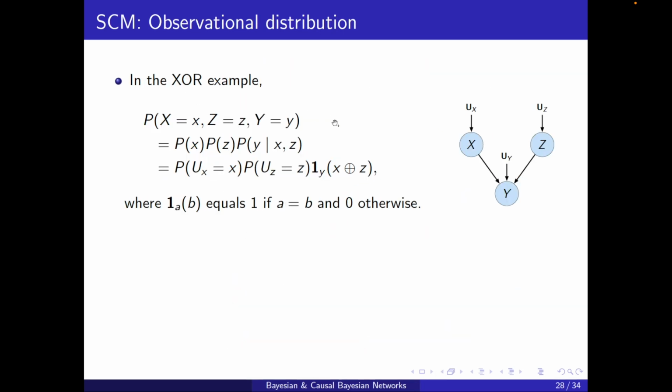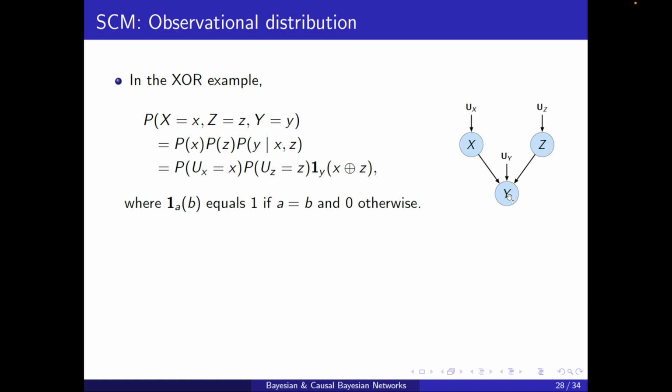In the XOR example, if I want to calculate the joint distribution of P of x, z, and y, well, according to the factorization, or because this graph is an IMAP, I can write it down as P of x times P of z times P of y conditioned on its parents. Now note that these are the small letters, meaning that they are the values. But what can I say about P of x? It's basically equal to P of u of x. And the same with z.